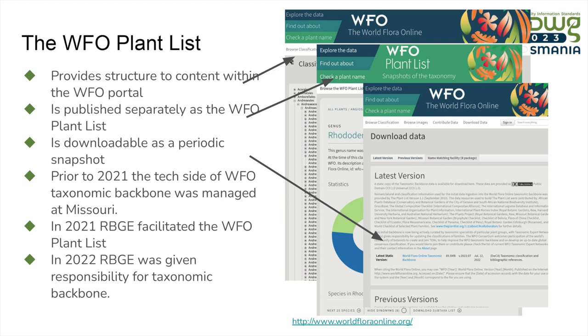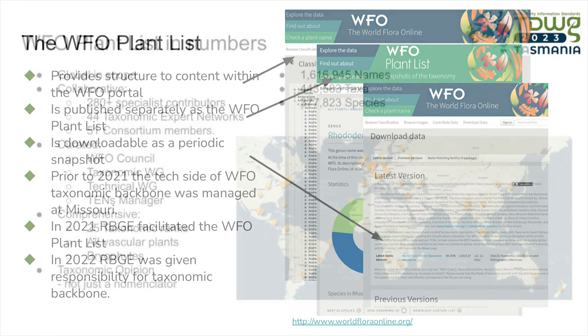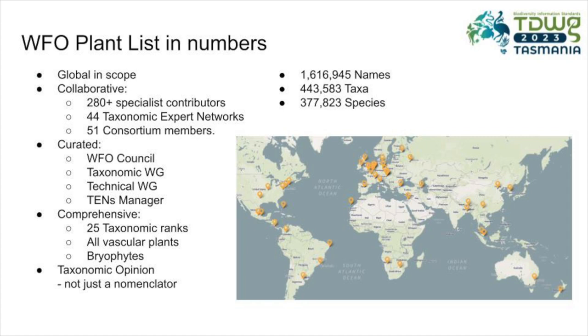The list forms part of the World Flora Online project. It forms the taxonomic backbone of the portal, is presented separately as a freestanding list, and is available for download. It is also now deposited in Zenodo and GBIF checklist bank. The list is comprehensive in that it covers all vascular plants and bryophytes at currently 25 different ranks. It is the product of a collaboration between networks of taxonomic experts and institutional consortium members.